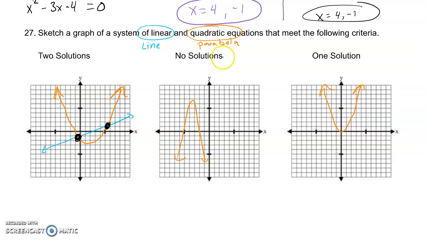When we have no solutions, that means the line and the parabola will never intersect. And when there is one solution, that wasn't a perfect one there, but we can imagine that I did that perfectly, and those just barely touched right down here near the vertex in this case.